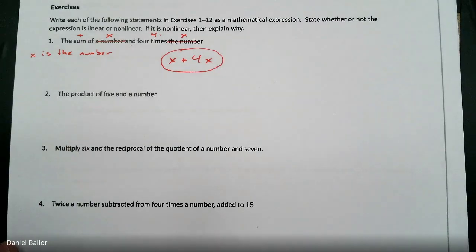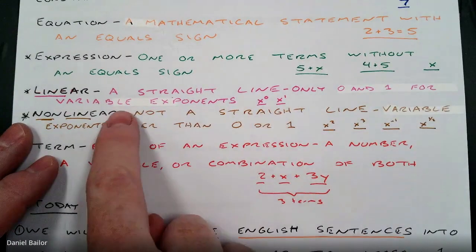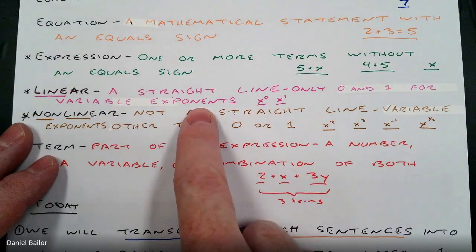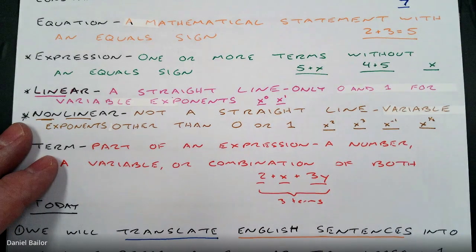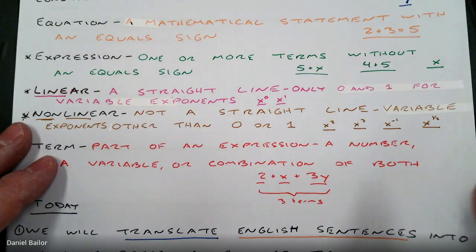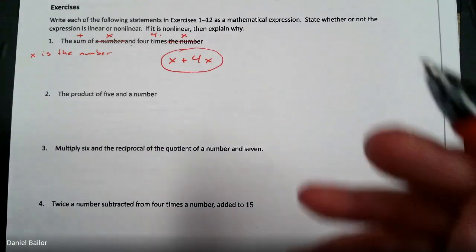Easy enough. Now I need to decide, is this linear or nonlinear? Well, remember the definition of linear means the variable exponents can only be 0 or 1. 0 and 1 only for variable exponents. So let's look at number 1 and see what our exponents are in the variables.